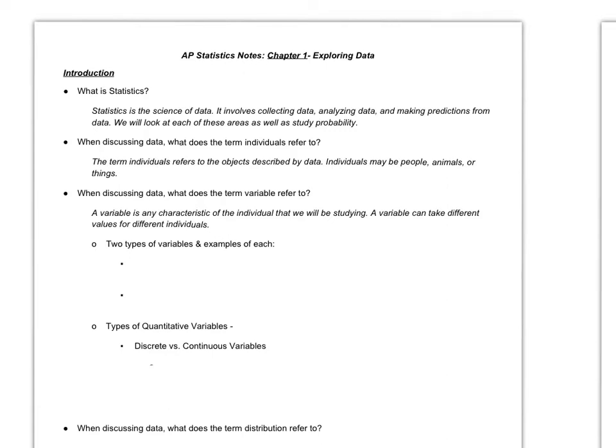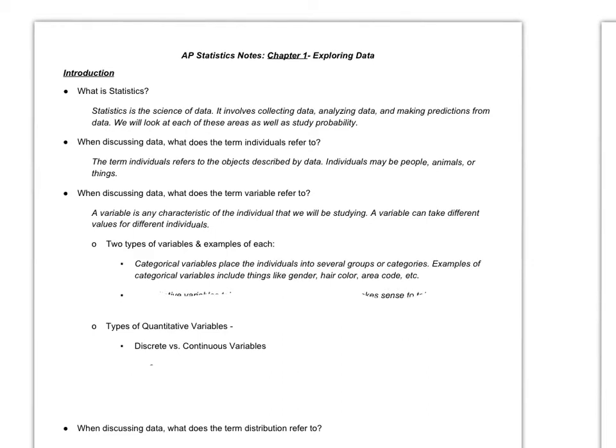Now, when we talk about variables, there are typically two groups that they fall into. The first is what we call categorical variables. These are variables that put our individuals into different categories or groups. Some examples would be things like hair color, gender, your area code, things of that nature.